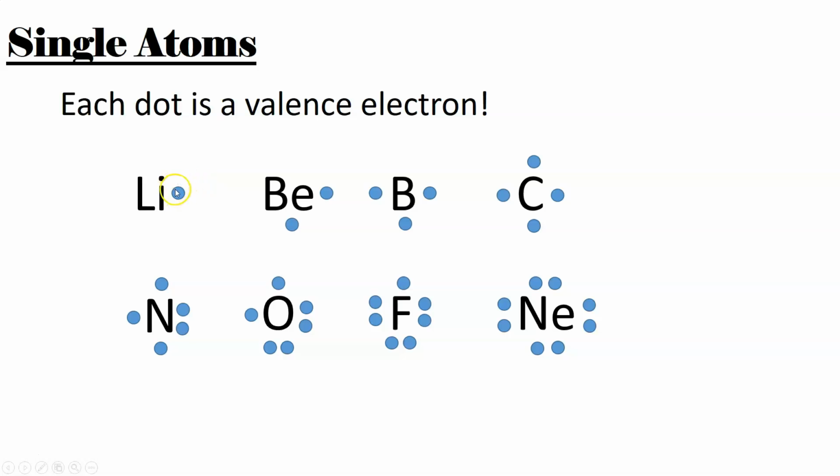Lithium has 1, beryllium has 2, boron has 3, carbon has 4, and then you get to the point where you have to start doubling them up. Kind of reminds you of when we were doing orbital diagrams, right? You spread them out and then you double them up. Okay, so you can see that here all the way up to neon, which has 8, nice and full. You'll notice that some of these are paired and some are single. Sometimes we'll ask you questions about that.